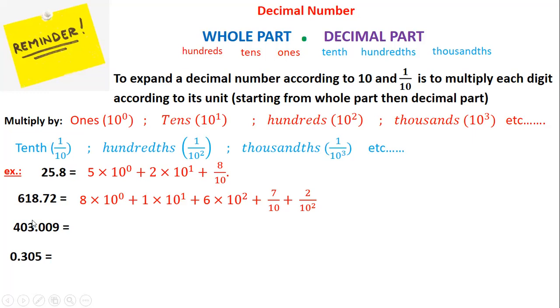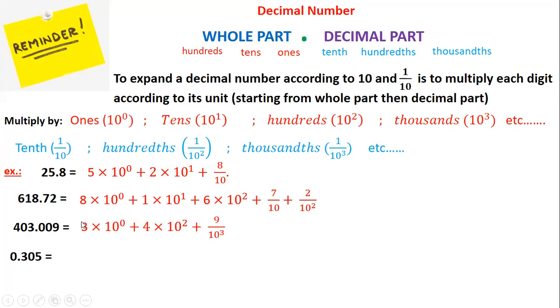103.009, always I start from the whole part to the left. The first digit is a 3 in the ones, so 3 times 10 to the power 0. I move to the tens, I have 0. You should not write 0 times 10 to the power 1. You can skip the 0 in the tens and directly move to the 1 in the hundreds. So 1 times 10 squared.